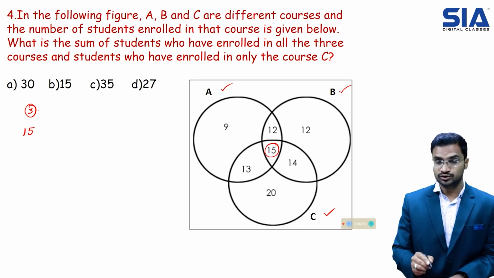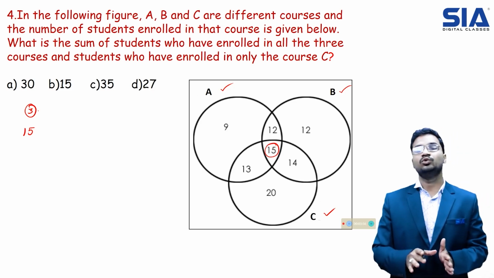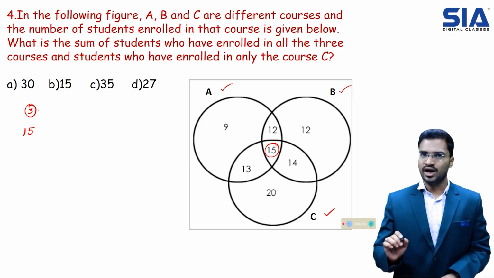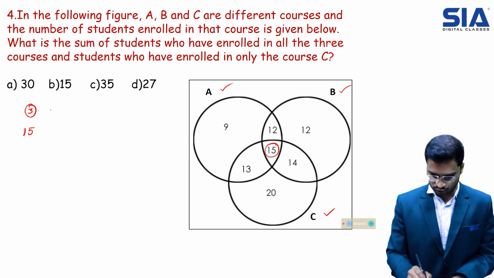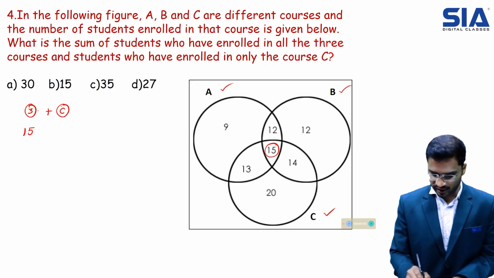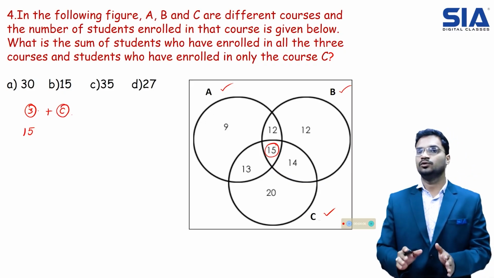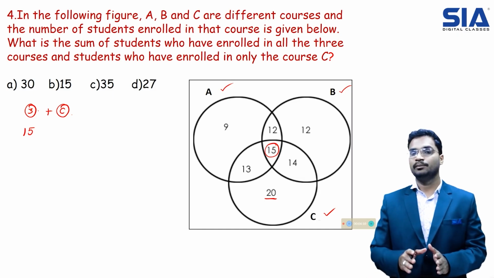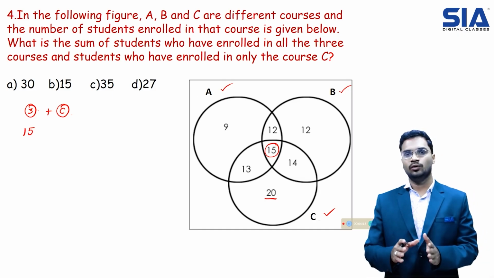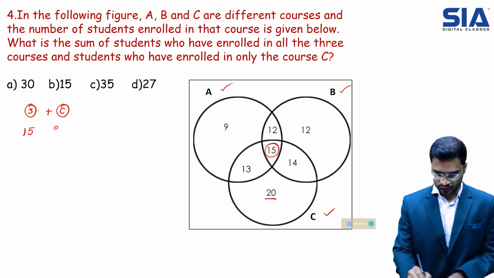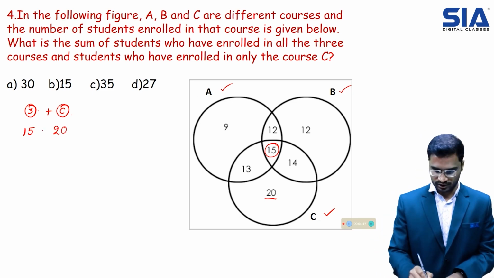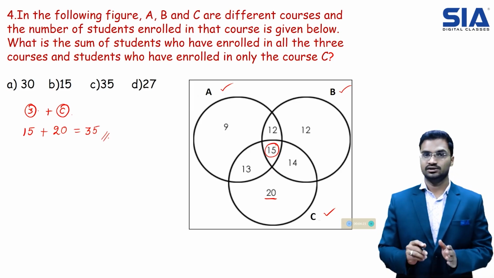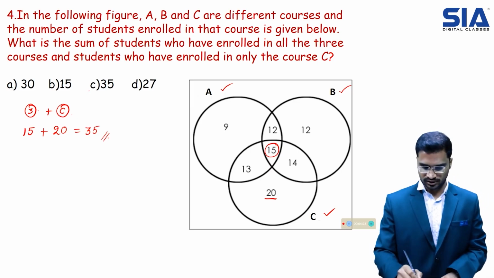So 15 students in all three courses, and students who have enrolled in the course only C. So we have to find the sum of these both numbers. So we have to find the students who have enrolled in only course C. We can say that the number 20 represents the number of students who are in only course C. So here 20. Now we have to find the sum. So 15 plus 20 is 35. So I can say that the answer is 35, which is option C.